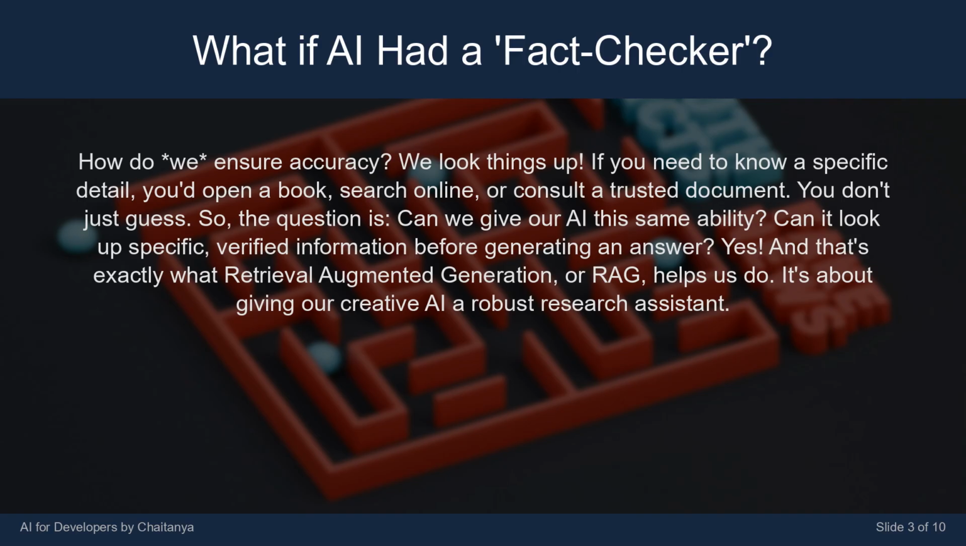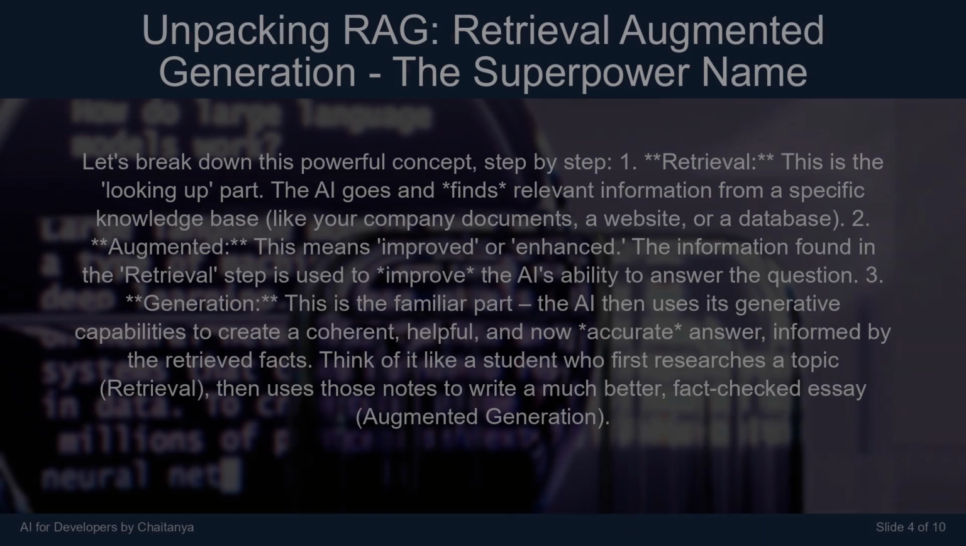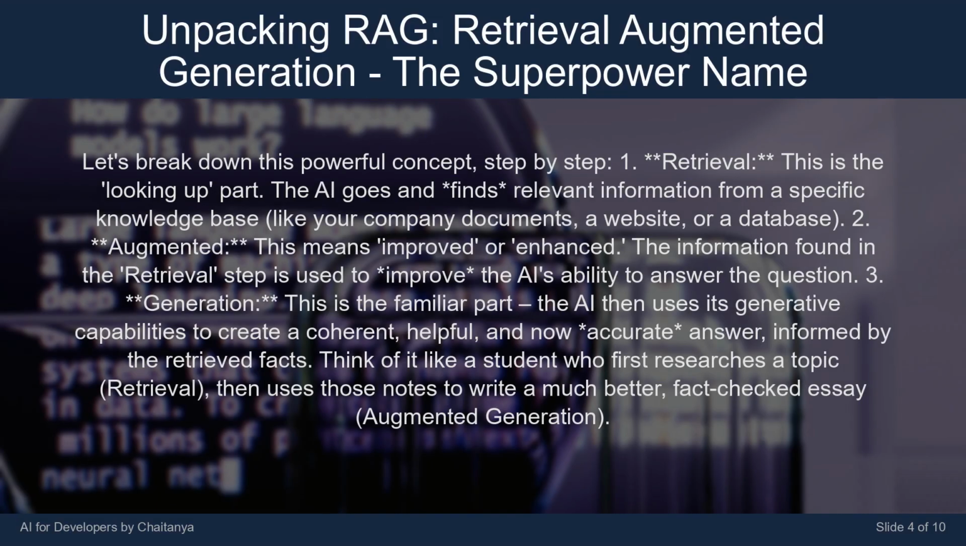It's about giving our creative AI a robust research assistant. Let's break down this powerful concept, step by step. 1. Retrieval. This is the looking up part. The AI goes and finds relevant information from a specific knowledge base, like your company documents, a website, or a database. 2. Augmented. This means improved or enhanced.